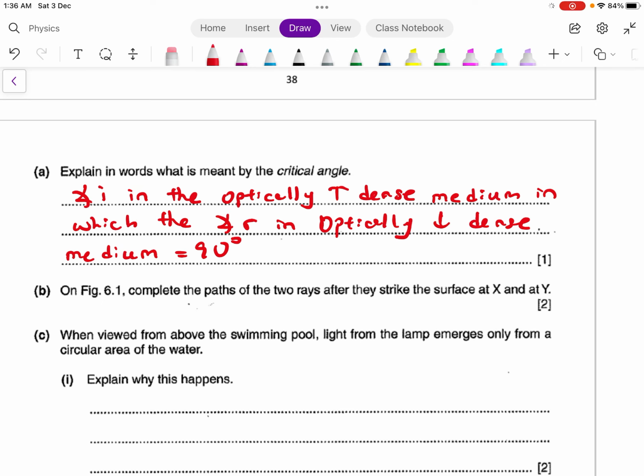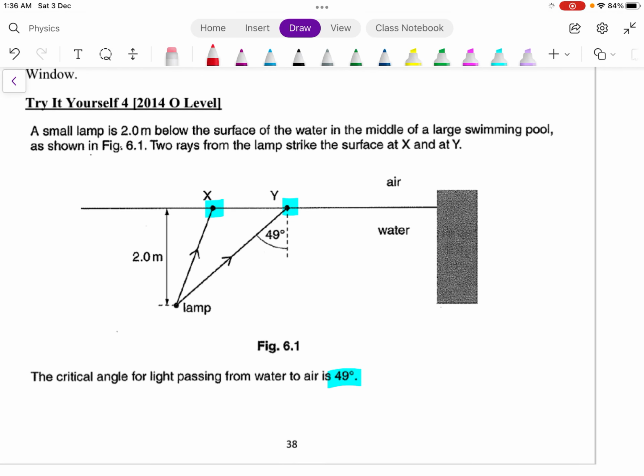Okay, so for part B, on figure 6.1, complete the path of the two rays after they strike the surface at X and Y. 2 marks. First mark is the X, second mark is the Y. If you look at X, the light ray is just going to exit the water. How do I know that? Because if you draw the normal, the angle here is definitely less than 49 degrees, which is the critical angle. If you are less than critical angle, you are going to exit the water, so you need to bend away from the normal.